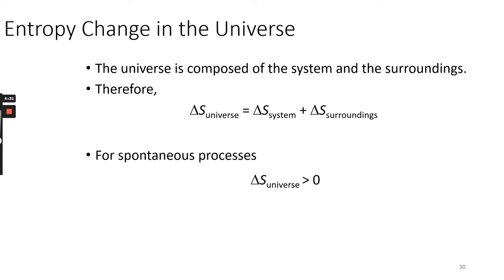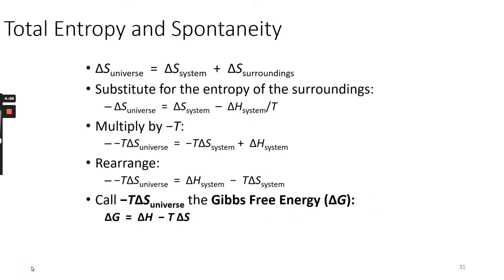Entropy change of the universe. The universe is composed of your system and your surroundings. Therefore, the entropy of the universe is the sum of the system plus the surroundings. And remember, for spontaneous processes, the entropy of the universe is greater than 0. The entropy of the universe can never be less than 0. The entropy of the universe is either staying the same or increasing. So here again, we have our entropy of the universe equals the entropy of the system plus the surroundings. Substitute the entropy of the surroundings with the equation that we found 2 slides previous. So we have negative delta H of the system over T.